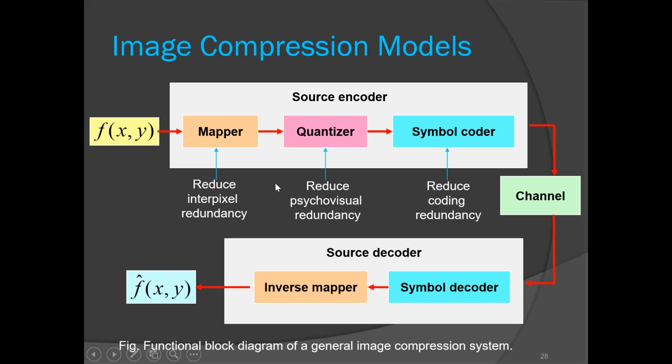Now let us discuss each module in detail. First one is the encoder. The first stage in the encoder is the mapper. This mapper module is designed to reduce the interpixel redundancy. Run length coding is an example of a technique used in this module. The operation performed by this mapper module is reversible.